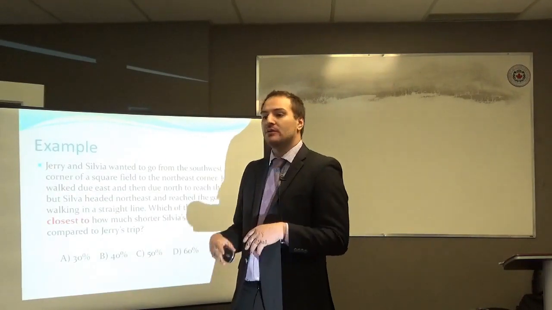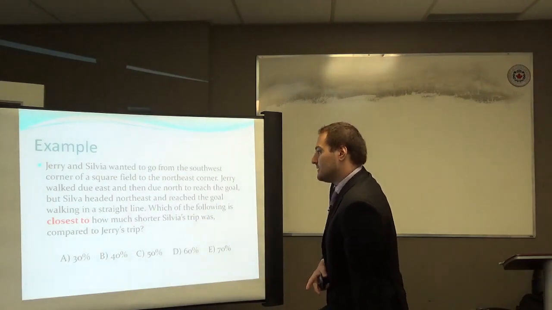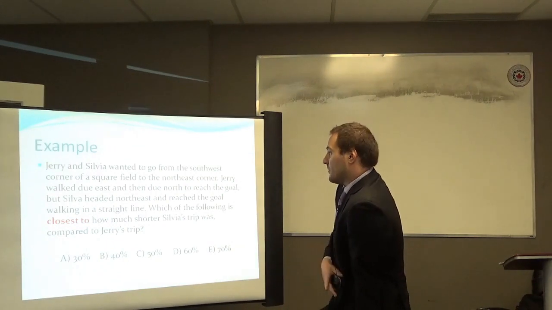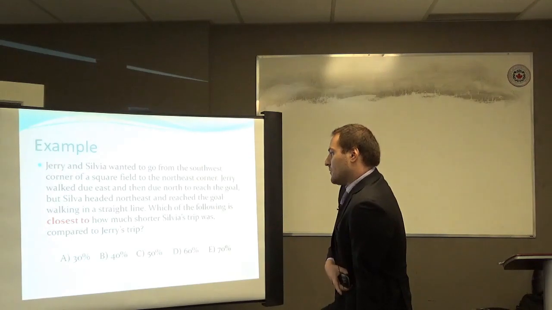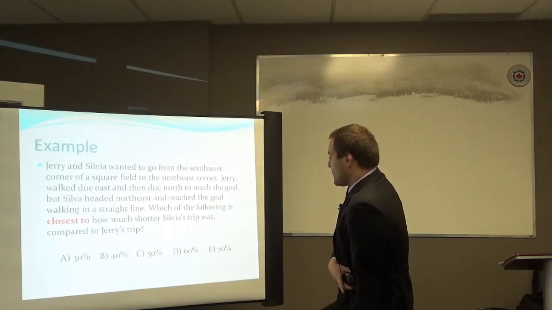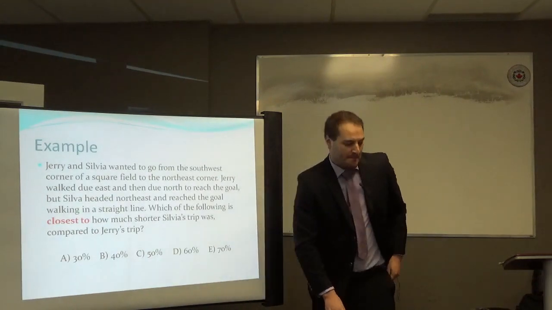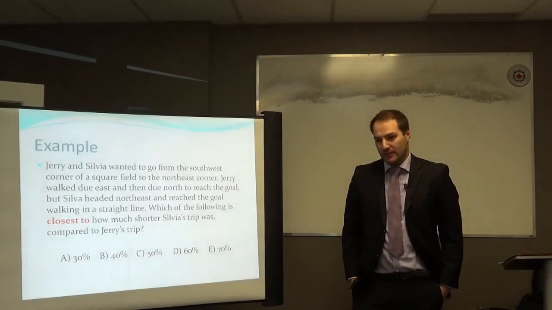So I'm going to give you this example. I'll read it to you, and then I'm going to ask you to tell me what you think. So Jerry and Sylvia wanted to go from the southwest corner of a square field to the northeast corner. Jerry walked due east and then due north to reach the goal. But Sylvia headed northeast and reached the goal walking in a straight line. Which of the following is closest to how much shorter Sylvia's trip was compared to Jerry's trip? So what are your thoughts on this question? You should have a few thoughts right away.